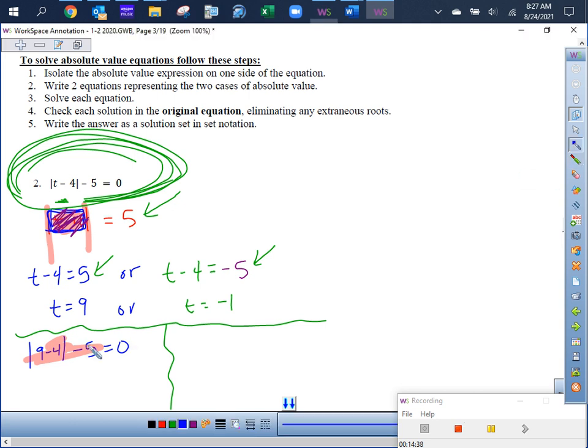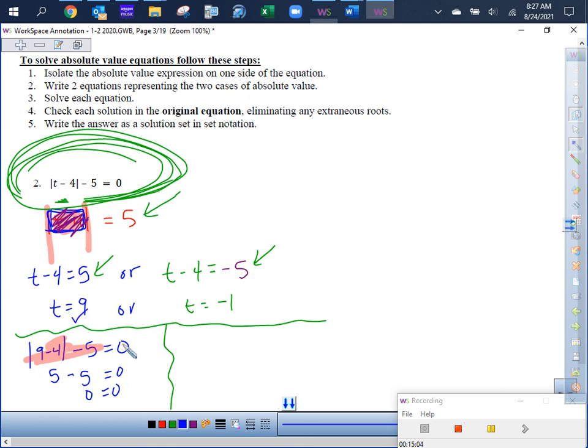So let's do it. We can do two things at one time. What's 9 minus 4? 5. What's absolute value of 5? So I'm going to put a 5 right here. Minus 5 equals 0. Do you see how I just cleaned that up and brought everything else down? And then I do want you to prove it to me like a kindergartner. What's 5 minus 5? It's 0. True or false? 0 equals 0. True. So that means that 9 checks.